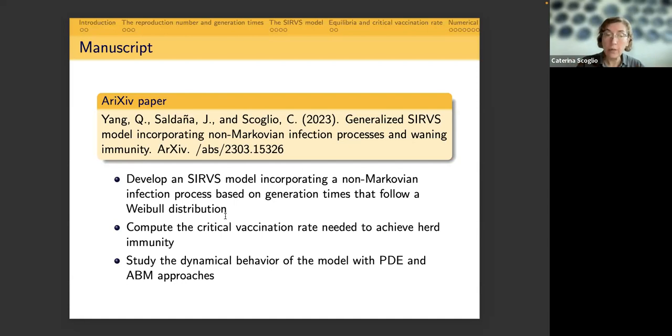And then with this model, we focus on two points. One, compute the critical vaccination rate needed to achieve herd immunity, the disease-free equilibrium. And second, study the dynamical behavior of the model with partial differential equations and with an agent-based model approach.